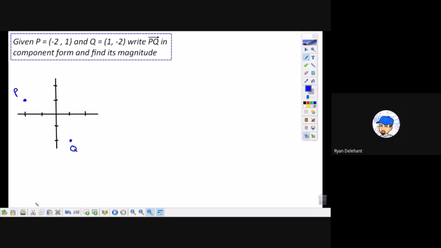So where does our vector PQ begin? Does it begin at point P or point Q? It begins at point P, because that's the one that's first. So there's actually a vector here. And it starts at P, and it goes to Q.